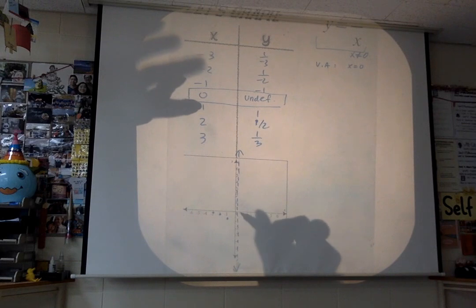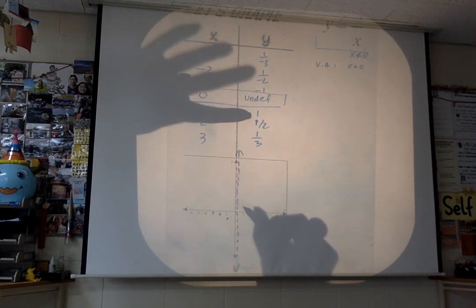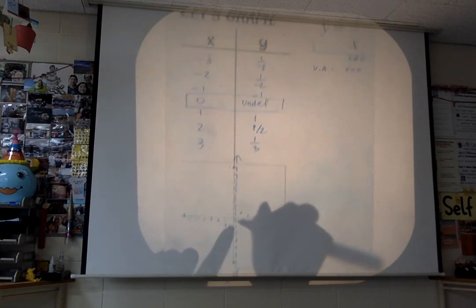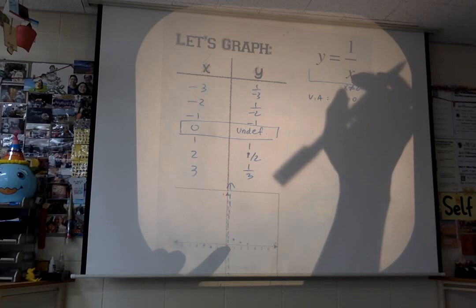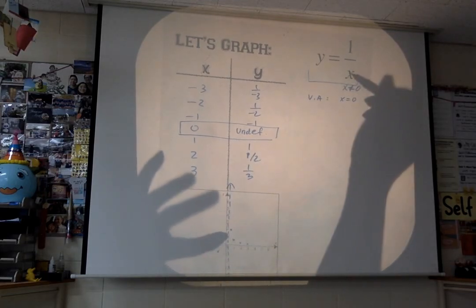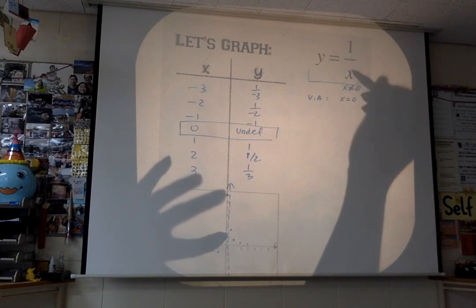At 0, it's undefined, so I'm going to go to 1, 1. At 2, it's 1/2. At 3, it's 1/3. So what do you think is happening? If I plug in 1/2, think about what happens. If I plug in 1/2 here, 1 over 1/2 is 2. So I'm going to put a 2 here. What about if I put a 1/3? If I put 1/3, that means it's going to be a 3.